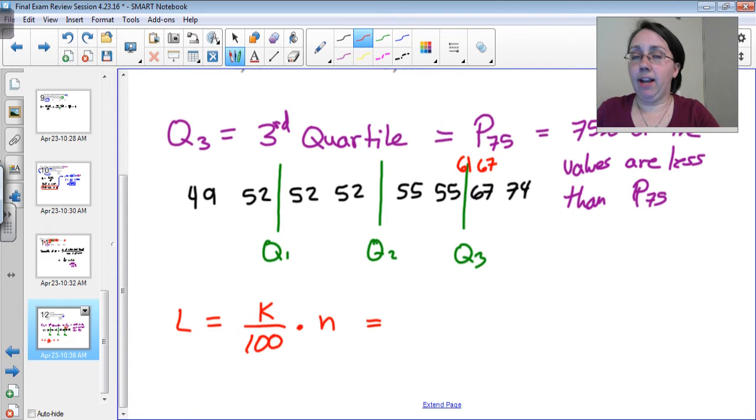So what is our K? Anybody remember? The 75 divided by 100 times what's N? 8. So this is actually 6.